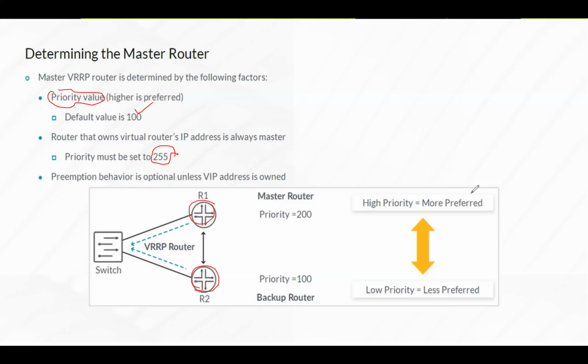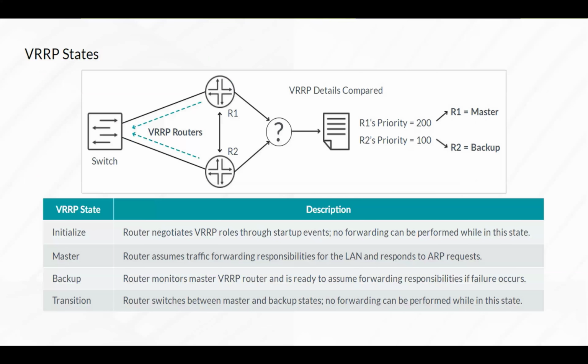So how to make the master router in VRRP? The priority value. A higher priority value will be the winner or will be preferred. The router with the higher priority value will be the master router and the lower priority value will be the backup router. So see here the election: R1 priority is 200, R2 priority is 100. Compare these two values. The higher value is the master and the lower value is the backup.